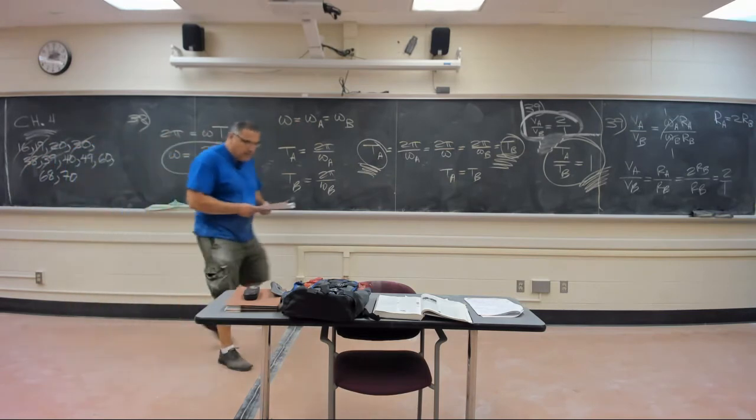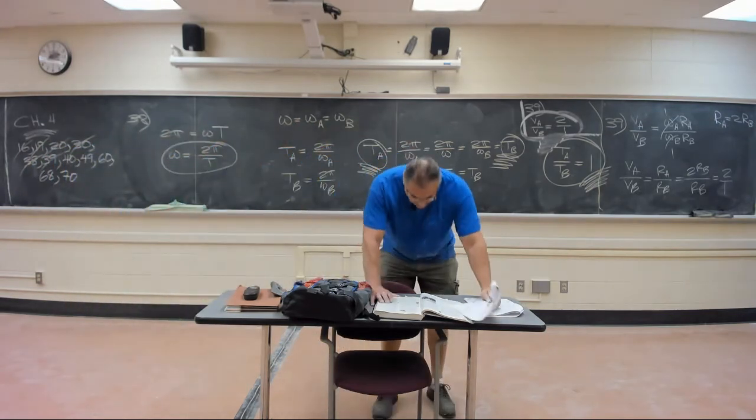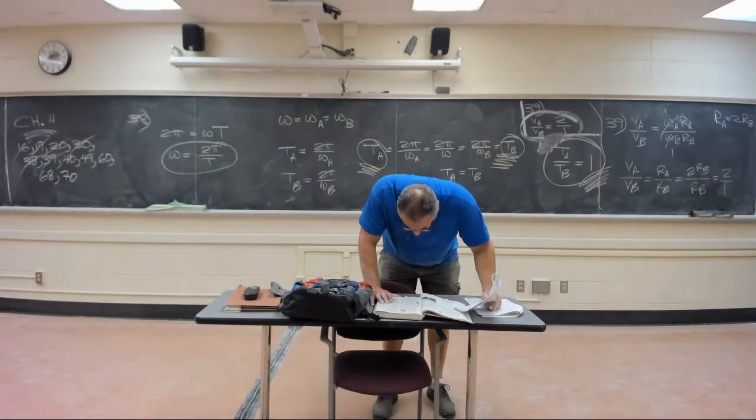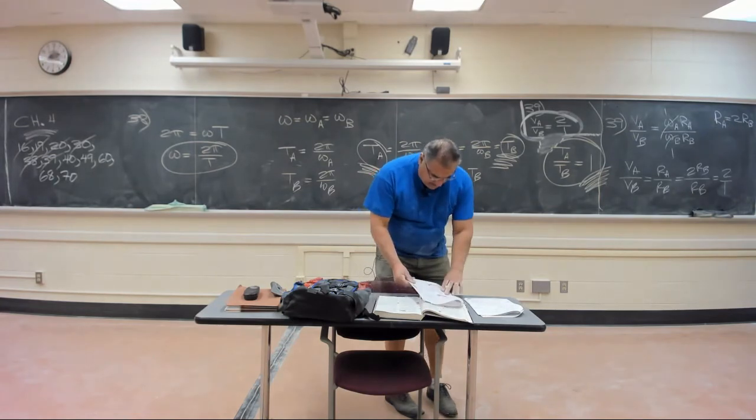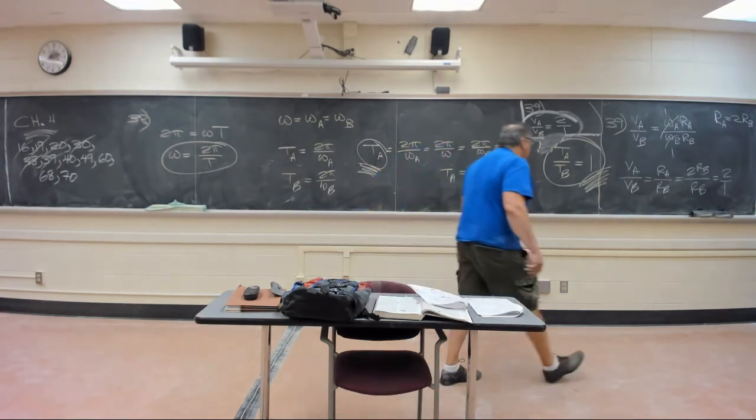40. For particles A and B in problem 38 again, what is the ratio of the accelerations, A sub A over A sub B, of the magnitude of their centripetal accelerations? Okay, we'll talk about that. That should be pretty straightforward as well, you guys.